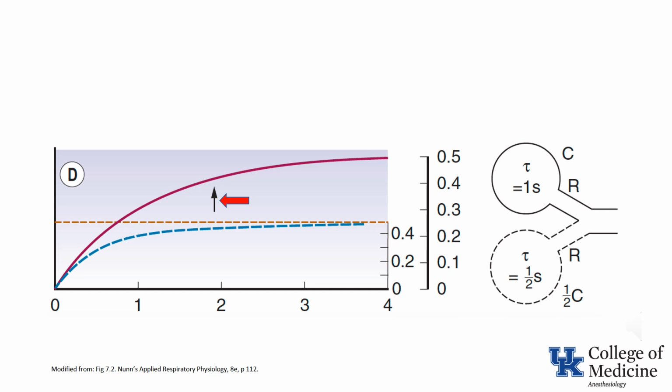The end result would be that application of an inflation hold or inspiratory pause would result in less uniform distribution of ventilation because gas will be redistributed from the smaller lung unit to the larger one.